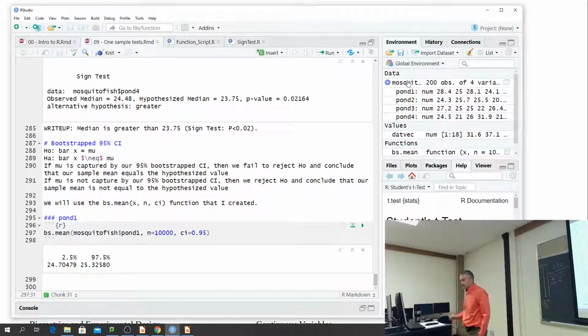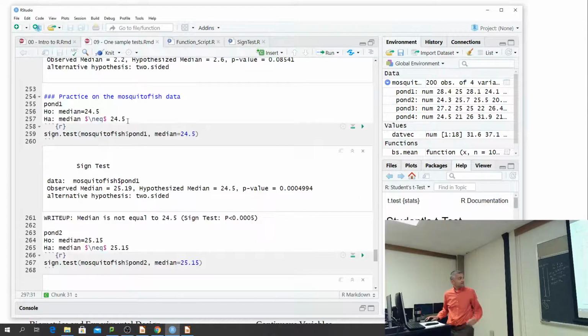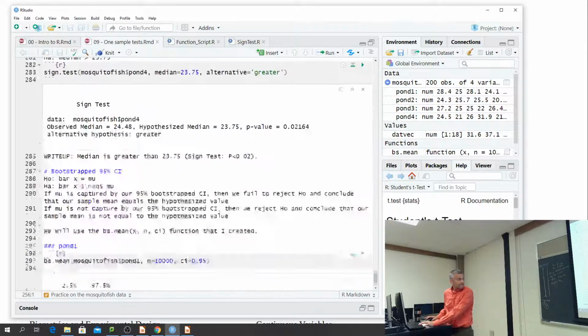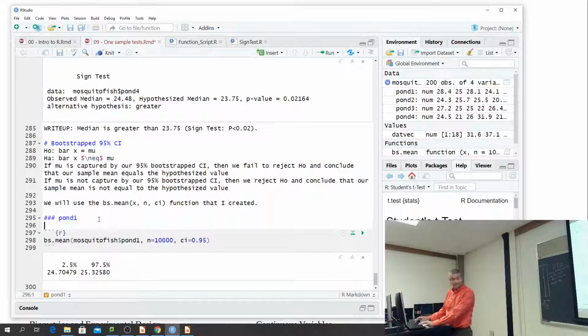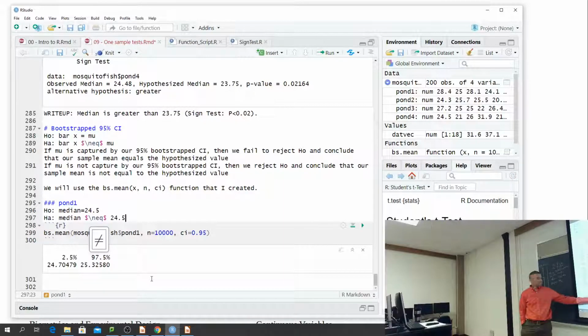So pond 1, I can't remember what we were testing. Let's do this, 24.5. Pond 1, 24.5. Does our bootstrap confidence interval capture 24.5? No, it's outside. So just from this, we would conclude that our sample mean does not equal 24.5.